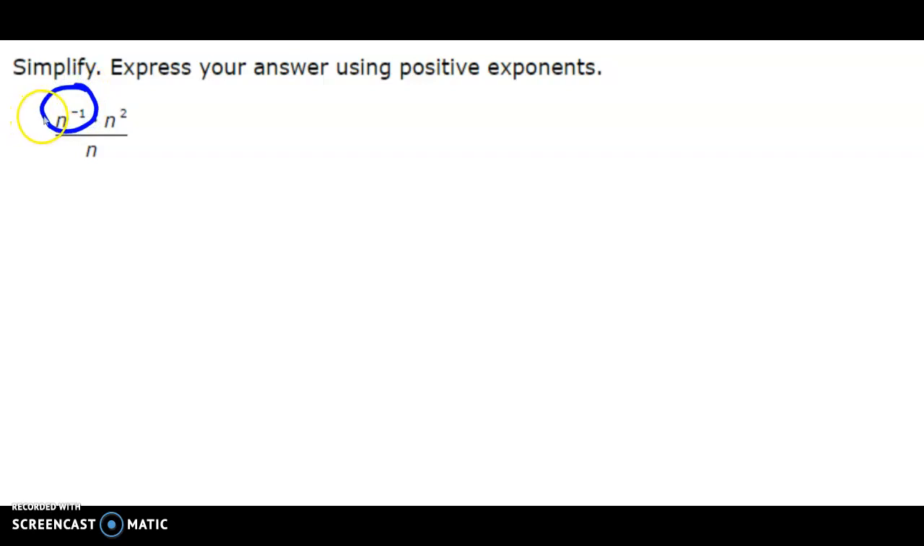Circle any negative exponents. Bring them to the other side. That leaves us with n to the second power on top. We have n on the bottom, and now we're adding n to the negative first power from the top, so it's going to be n to the first.